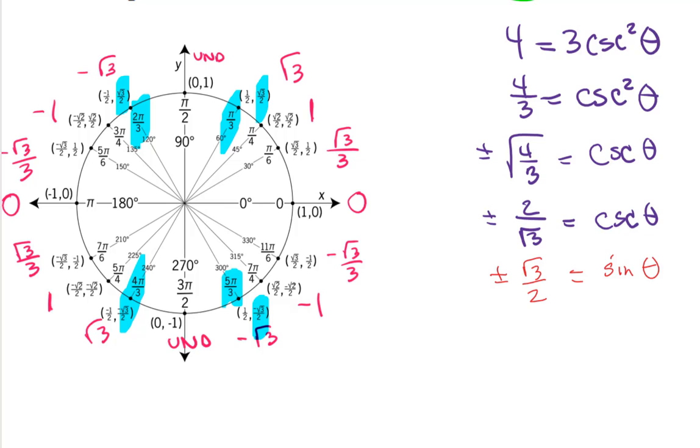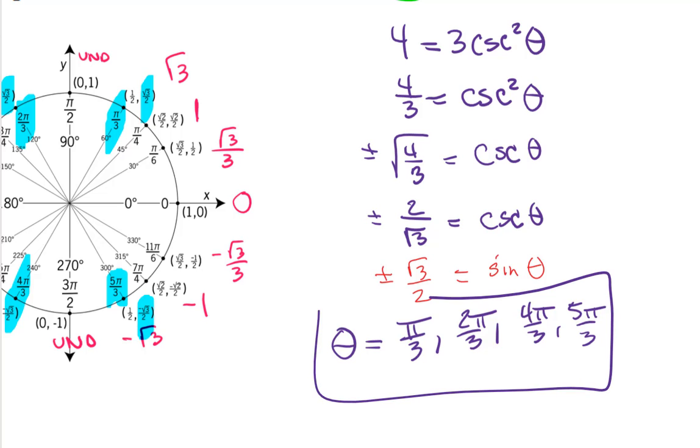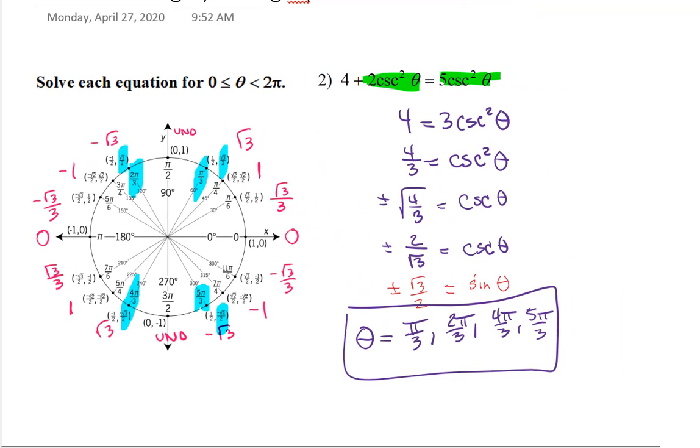So when we're done, the way that you write your answer would be like this. Theta equals, and then you can just start going around. So you can do pi over 3, and then 2 pi over 3. And then next we have 4 pi over 3, and lastly we've got 5 pi over 3. So these 4 values would be my solution to the equation 4 plus 2 cosecant squared theta equals 5 cosecant squared theta.